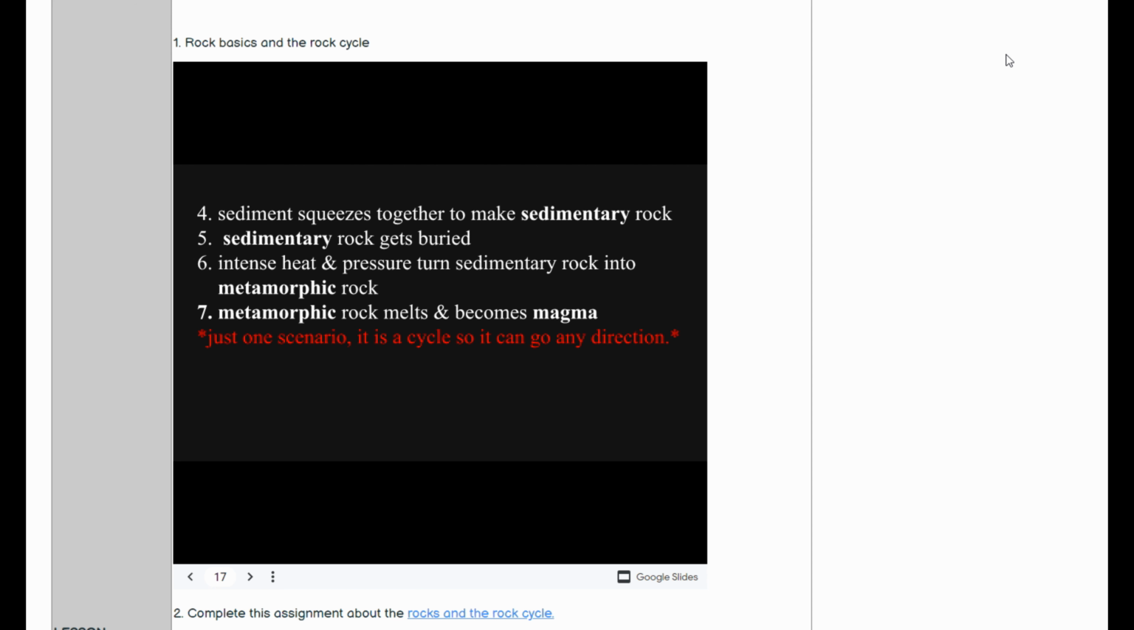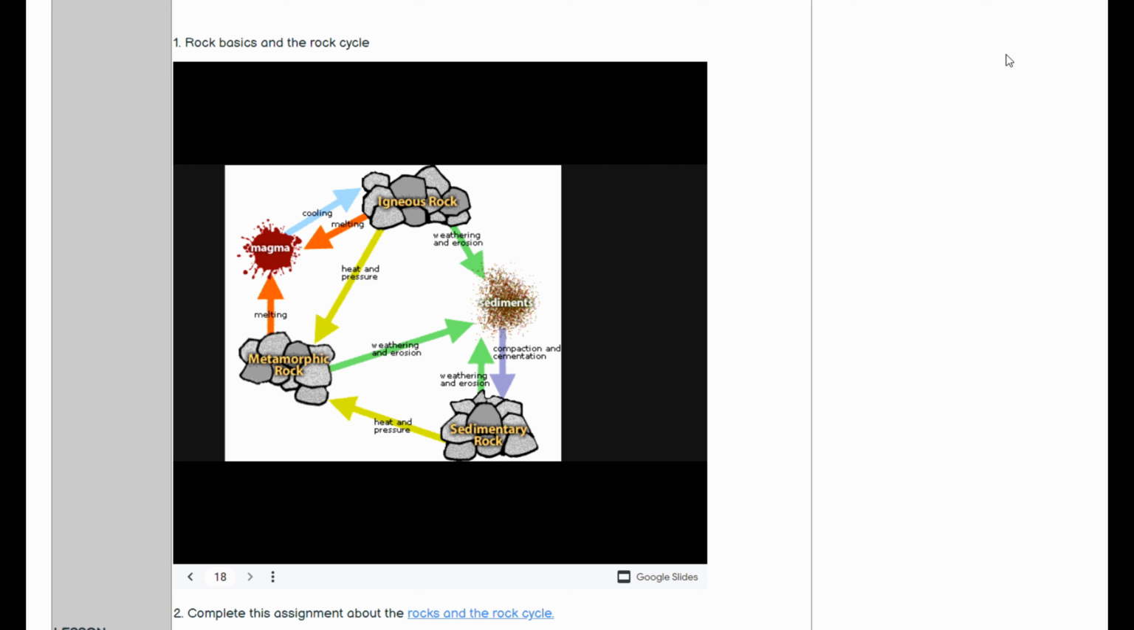As it continues to get pushed down deeper into the layers, it heats up, it melts, and becomes magma again. And now we're back at the start of the process. Again, this is a cycle. It's going to keep going around and around, and it can go any direction back and forth. This is just one scenario in the rock cycle. You can start it anywhere, and there are multiple paths you can take through the rock cycle.